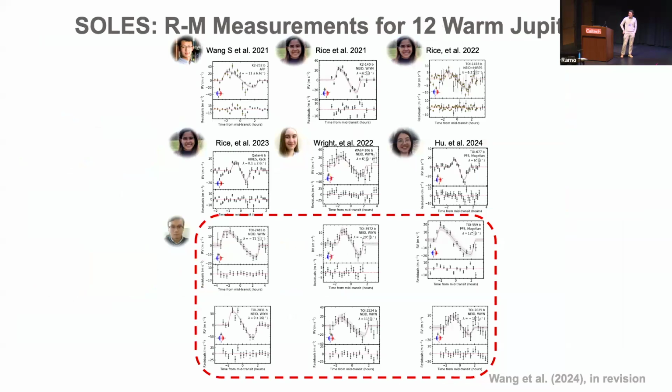In the last few years, we conducted numerous radial velocity measurements for warm Jupiter systems. Here, I would like to highlight the recent work I led, including 6 new measurements for warm Jupiters. You can see here the perfectly aligned signals. All of them are aligned. So that leads to the first takeaway.